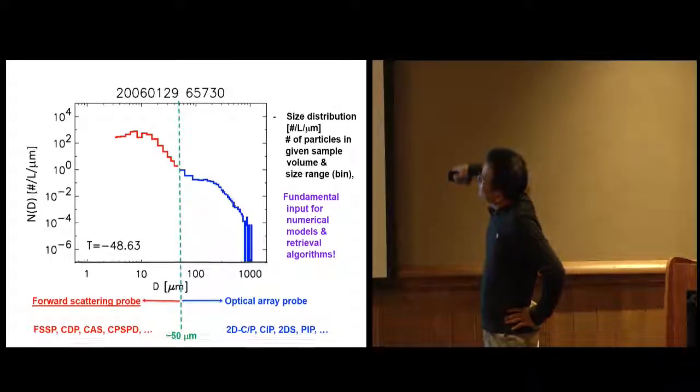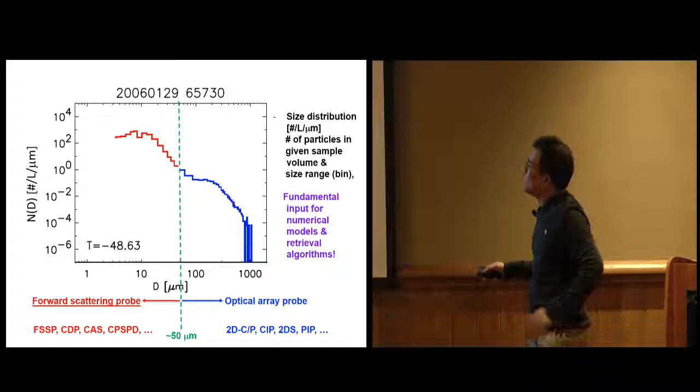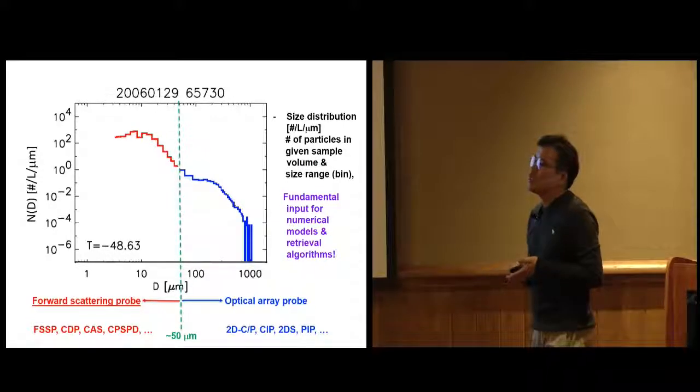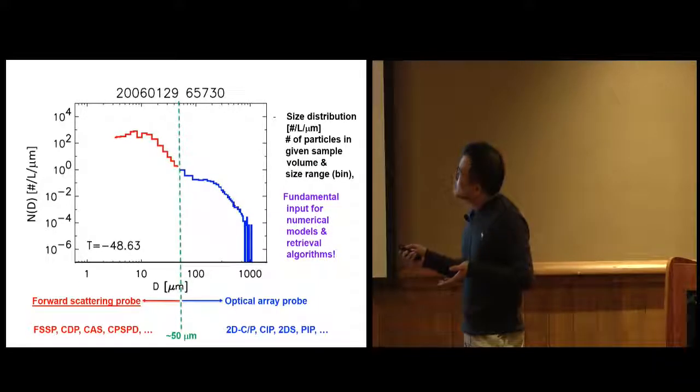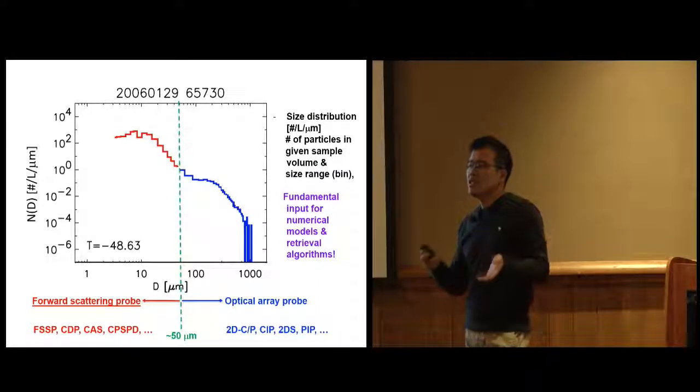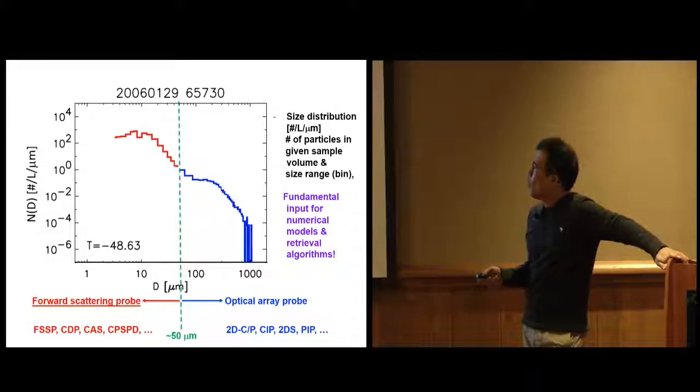Okay, so for cloud particles approximately larger than 50 micrometers, we are using optical array probes to measure their size and shapes. However, for small particles smaller than 50 micrometers, their concentration is quite large, and their size is too small. And then we are using forward scattering probes. And there are several types of different forward scattering probes. And today, I want to talk about these forward scattering probes.